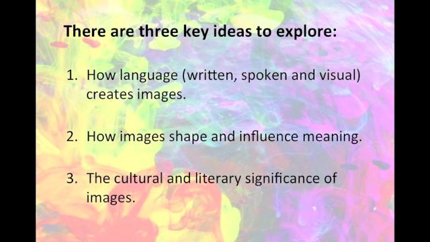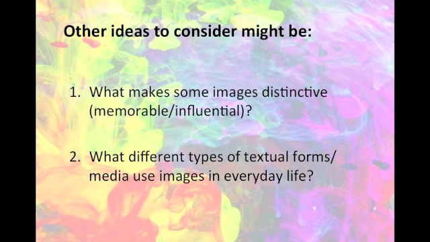So there's three key ideas we're exploring. The first one is how language, which we remember from the beginning is written, spoken and visual, creates images. How does language create images? Second, how images shape and influence meaning? So how do these images create meaning for us? And also we need to look at the cultural and literary significance of images. Why are some images very significant to specific cultures? Why do we like images? Why are they important to our understanding of our own world?